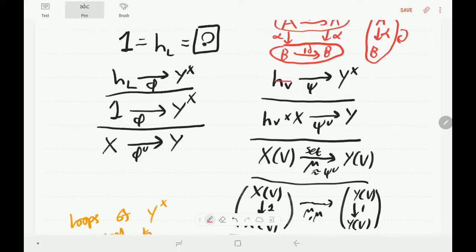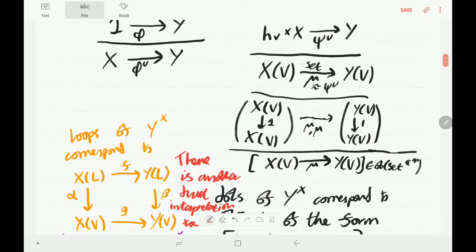Now, the other interesting case is what are the dots of y to the x? So a dot is going to be an arrow from h of v to the exponential object. It's going to correspond to an arrow from h of v times x to y. But h of v here is just a single dot with no loops. So all this does is it selects the vertex set of x. So indeed we find that a dot of y to the x actually just corresponds to a set mapping from the set of vertices of x to the set of vertices of y.